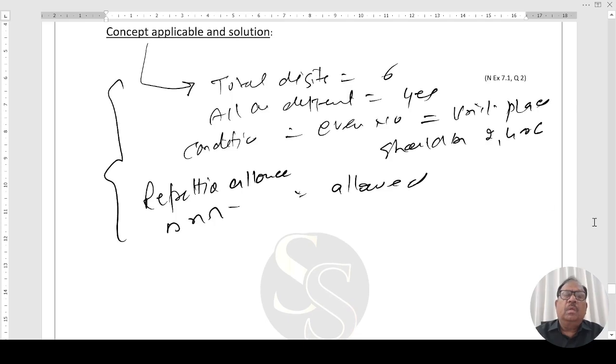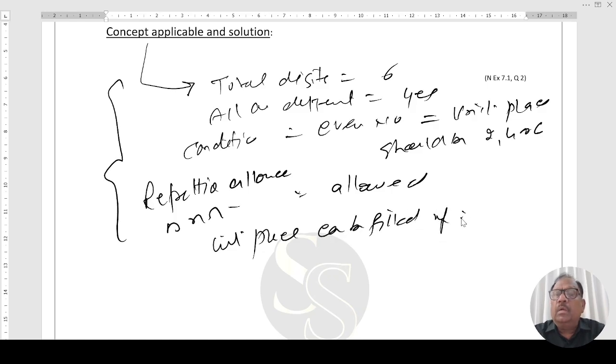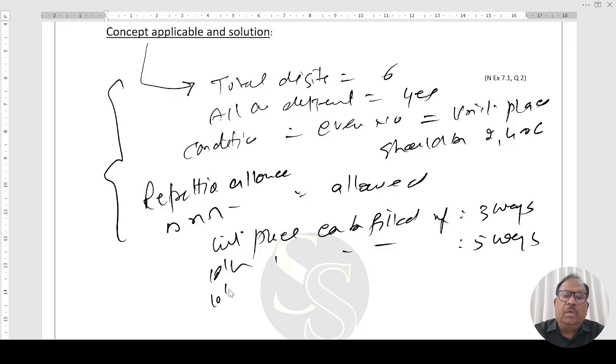Now, unit place can be filled up in how many ways? 3 ways to satisfy the condition of even number. 10th place, as the repetition is allowed, so a number used here can also be used at other places. So 6 ways. 100th place, 6 ways.